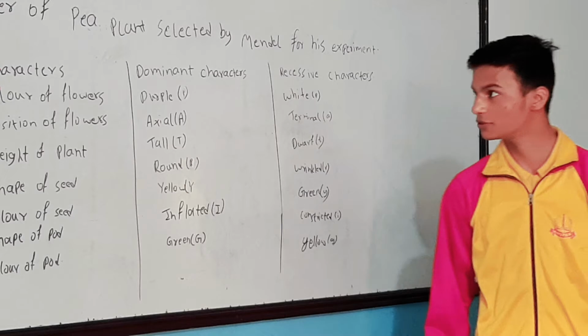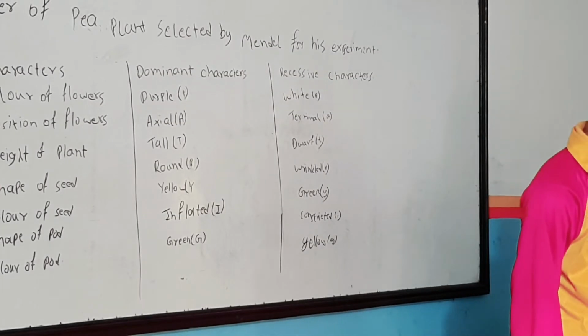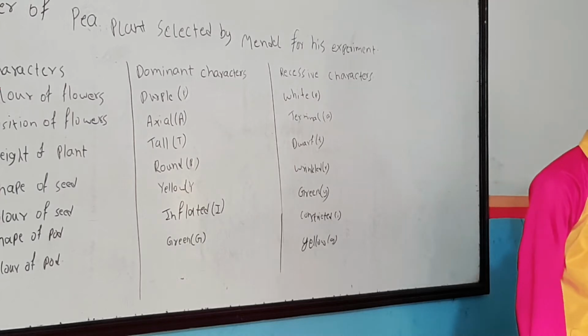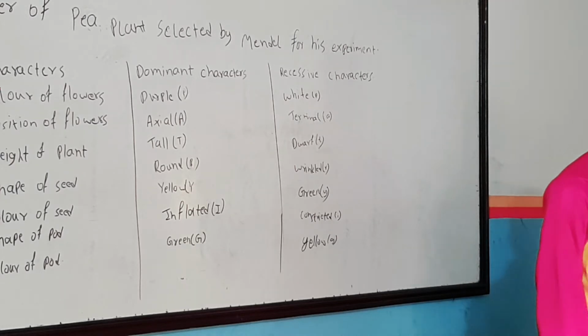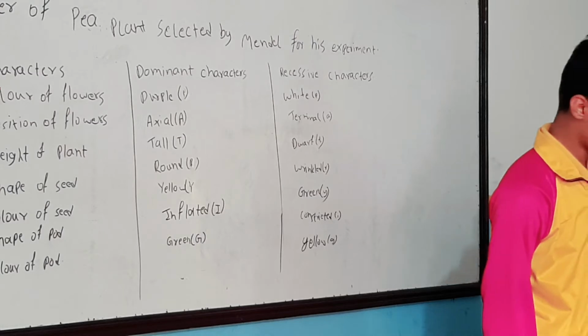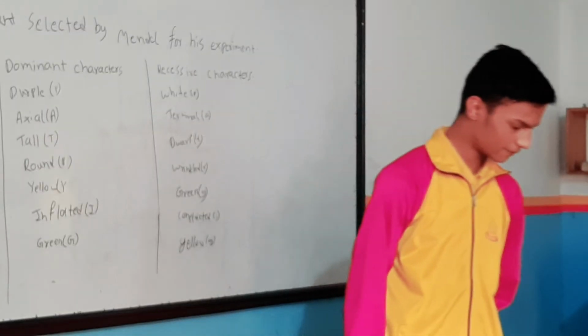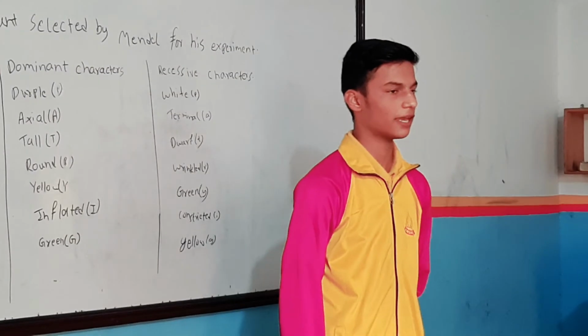Now my second topic goes like this. Why did Mendel select a pea plant for his experiment? Mendel selected pea plant for his experiment because of the following reasons. A pea plant is naturally self-pollinating and artificially cross-pollination also can be made in it.